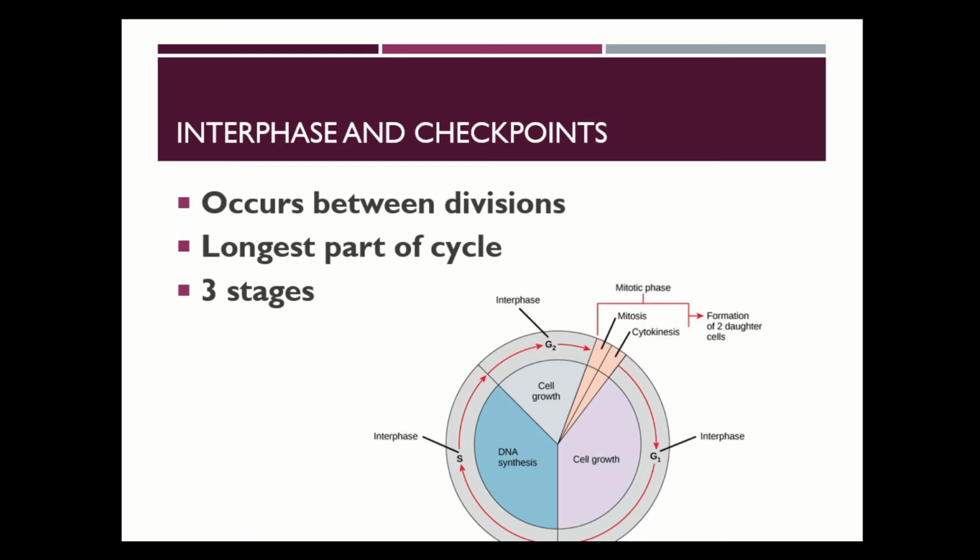And it has 3 stages. We have the gap 1, we have the synthesis or the S phase, and we have the G2 or the gap 2. Meron din tayong gap 0 wherein doon na nagsustop yung cellular division if hindi nila na-met lahat ng kailangan sa each stages.